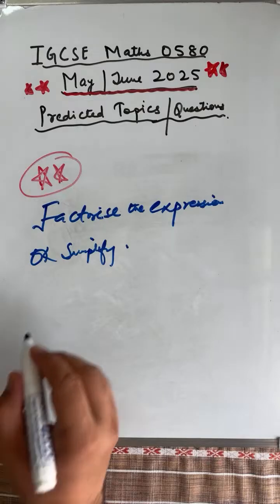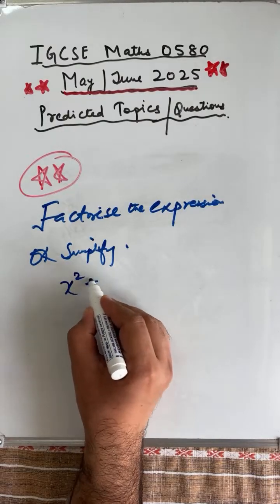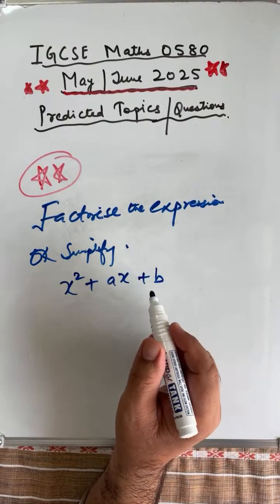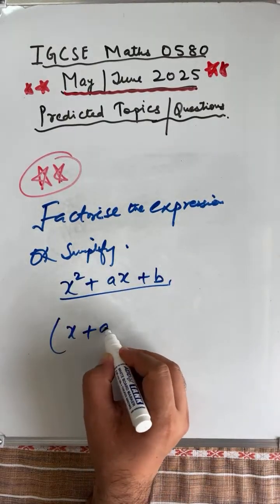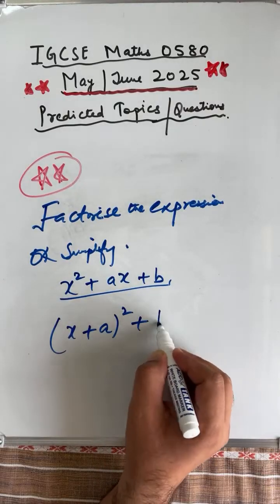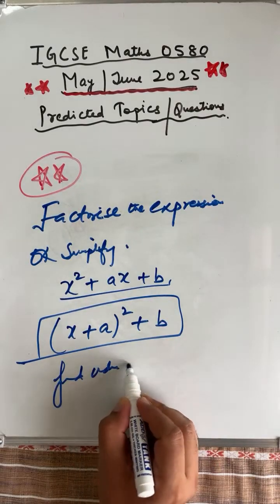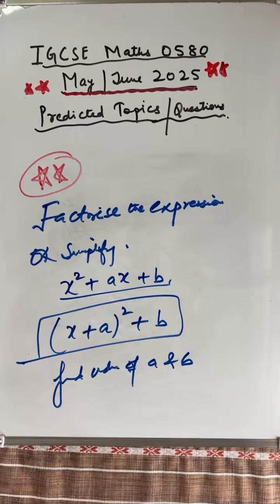Now completing the square, likewise we do the one question that you write. As we have one question, if we have a quadratic like this, how you can write it like this: a plus b whole square plus b in this form. Find value of a and b. This is also an important type.